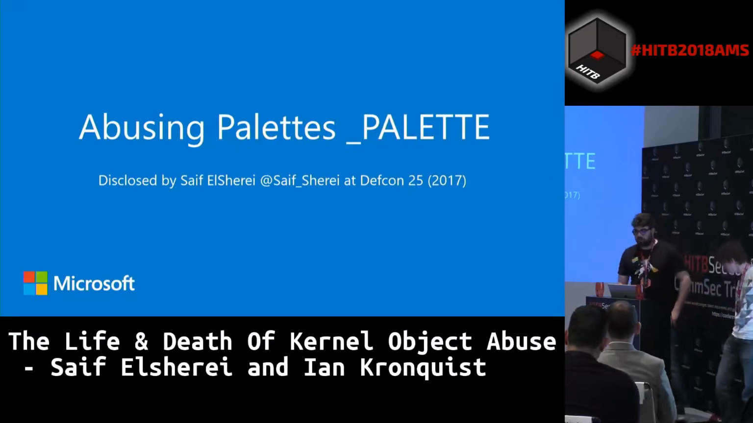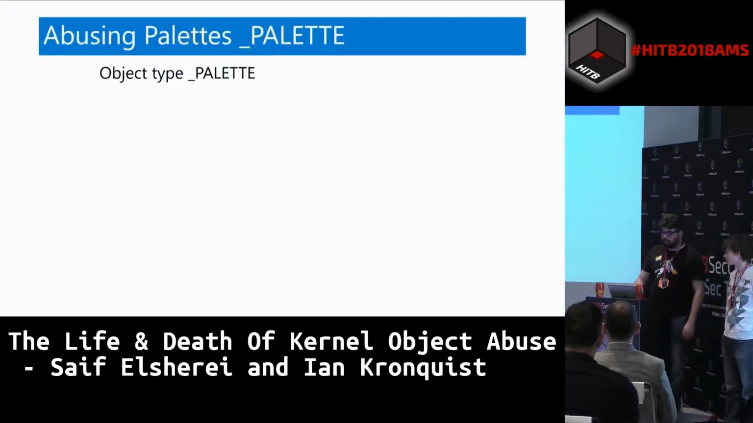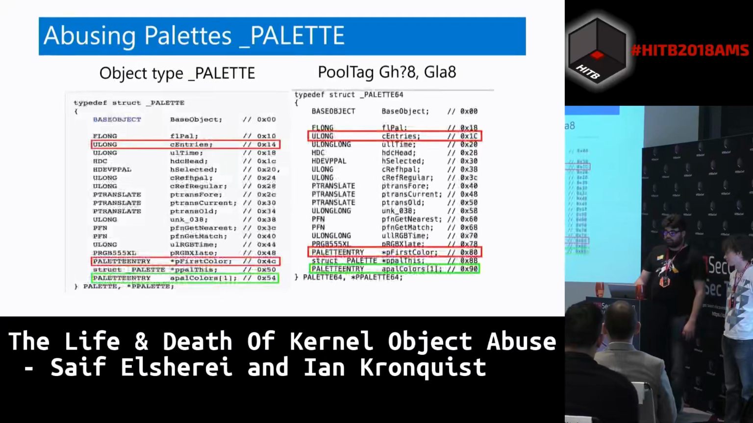So I was working on a specific exploit for a kernel elevation of privilege vulnerability during my previous employment, before I got employed at Microsoft, and the bitmap technique got killed. I needed to find some way to actually abuse or gain a higher memory primitive, and luckily enough, I found this palette object and was able to fully exploit the vulnerability. So the palette object has the object type palette and has the pool tags Gh08 and Gla8. And this is how the palette object looks in memory.